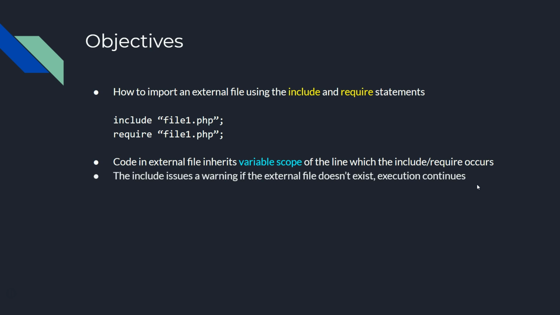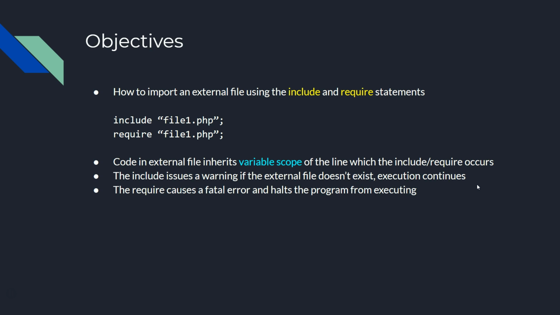The include construct will issue a warning if, let's say, the file you're trying to include doesn't exist, if it can't find it. It just issues a warning, but the rest of the code will continue to execute. That means it's not going to crash or stop your code from running. The require, however, causes a fatal error. That means it will halt the program from execution at that point. So that is the difference between the two.